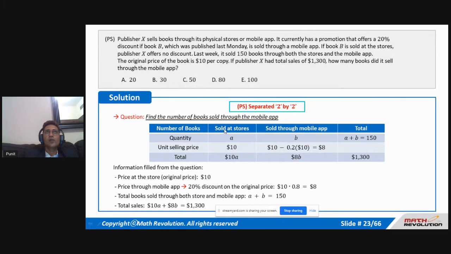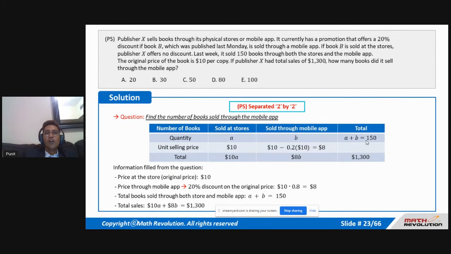We have the books which are sold at stores; we'll assign them as A. We have the quantity of books sold through the mobile app, which we assume to be B. Last week it sold 150 books through both the stores and the mobile app, so A plus B becomes 150. That is the information we have got from the question.